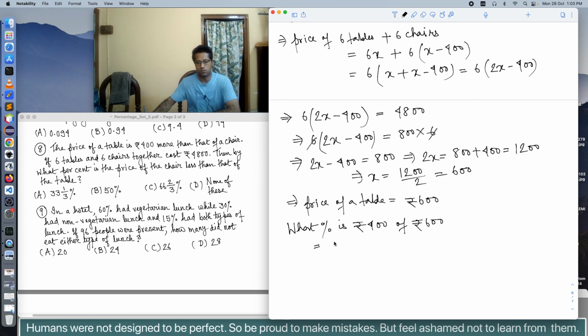So this is equal to 400 divided by 600 multiplied by 100. So we have 2, 2, 2, 3, this much percentage. This is equal to 200 by 3 percentage. 200 by 3 is an improper fraction. When expressed as a mixed fraction, what will it be?